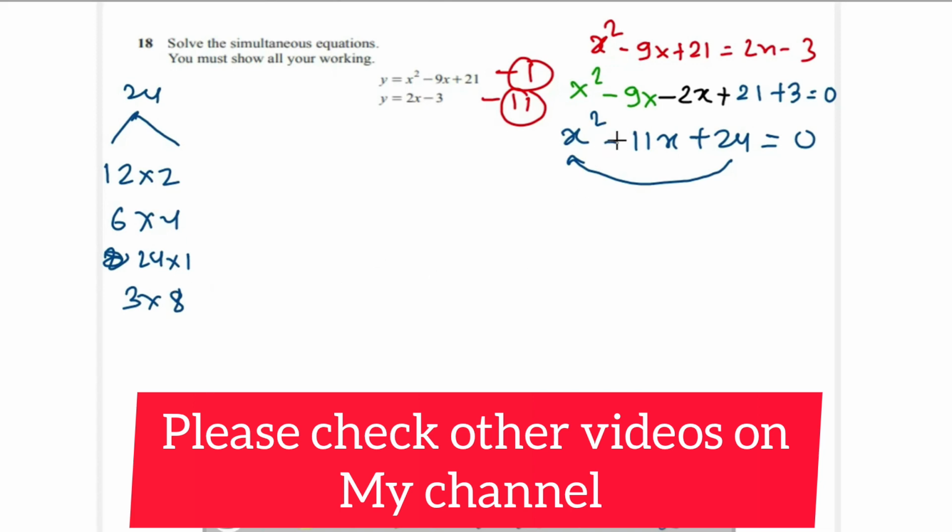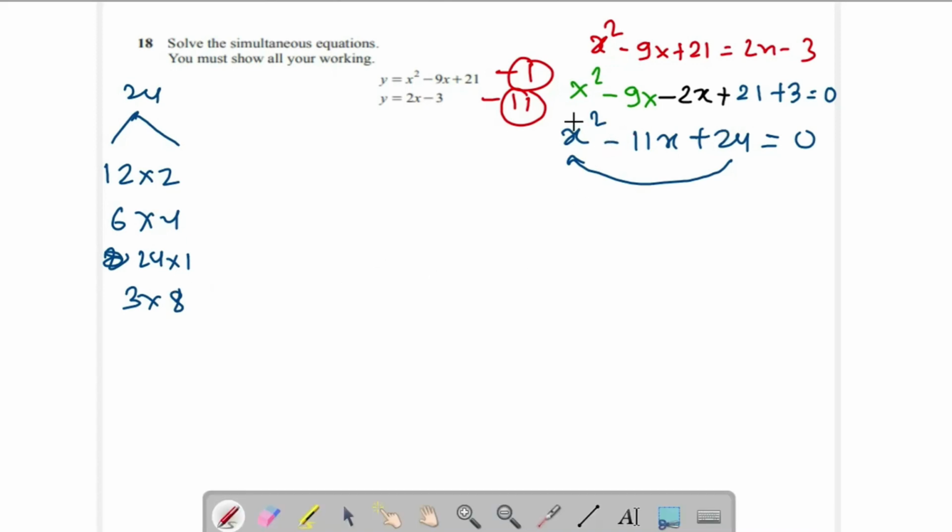Now we have to see the middle term is negative, but the multiplication is positive. That means both the numbers are negative. So minus minus, this is not possible. Minus 14 is coming, minus 10 is coming, and this is minus 25. But this and this, if I try this and this, then we can get minus 11.